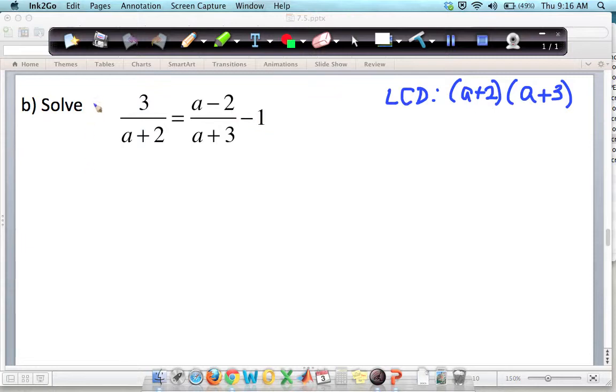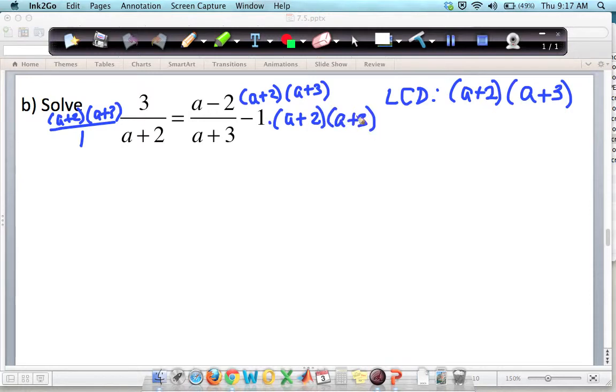So over here, I'm going to multiply by a plus 2, a plus 3 over 1. I'm going to multiply this one. It's going to be a little squishy. And then you also have to multiply this minus 1, so don't forget this term as well. All three terms need to be multiplied.